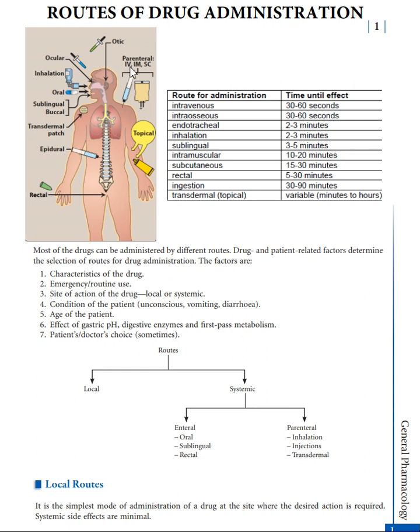Whereas you can see the parenteral has intravenous, intramuscular, and subcutaneous. Parenteral doses are injected via a syringe or some kind, so the drug is directly passed into the systemic circulation. Whereas in oral, or you can say local routes, it is the simplest mode of administration of a drug. Where the desired action is required, it works at the local site of action, and systemic side effects are very minimal.